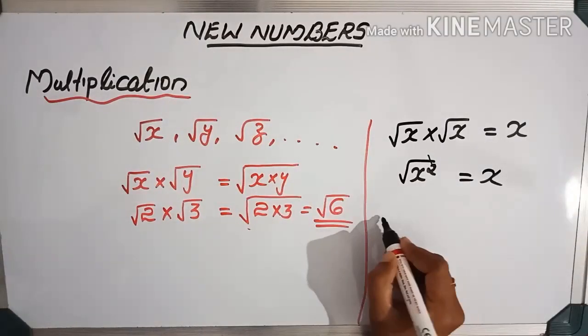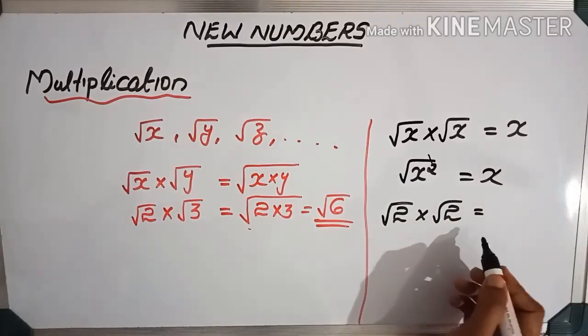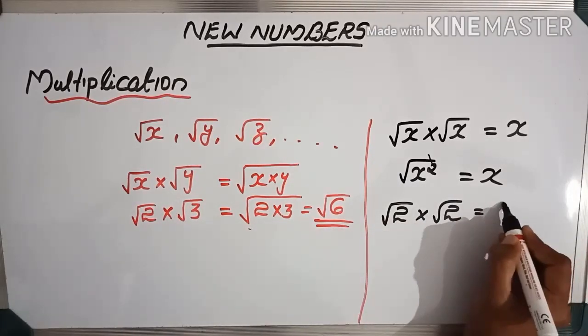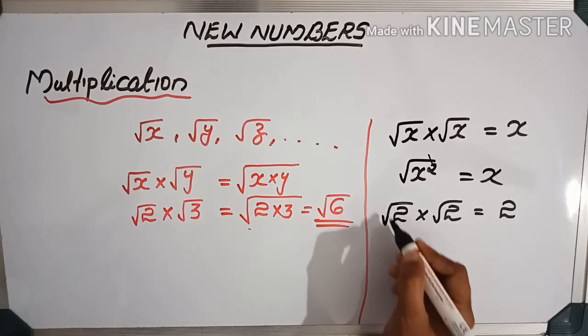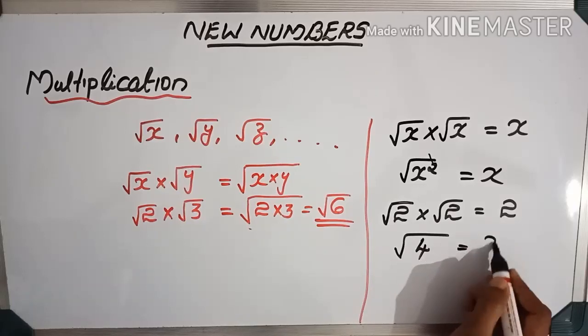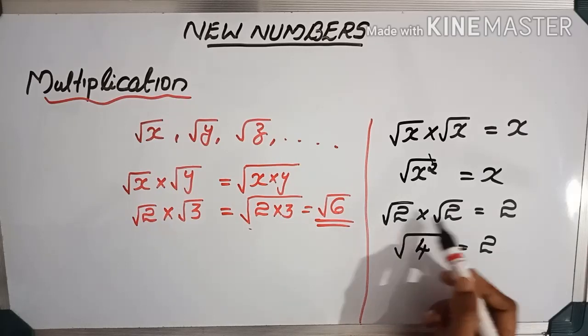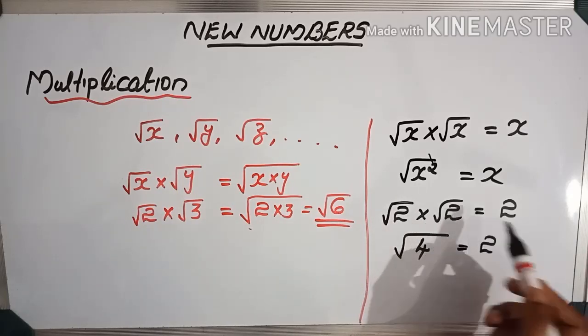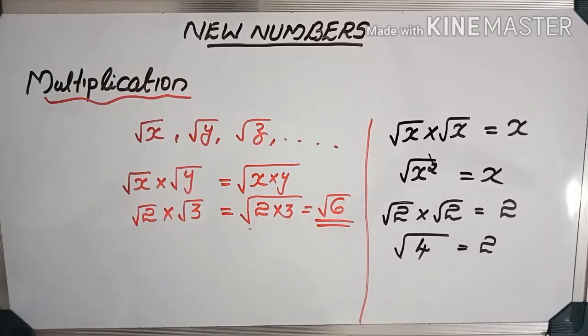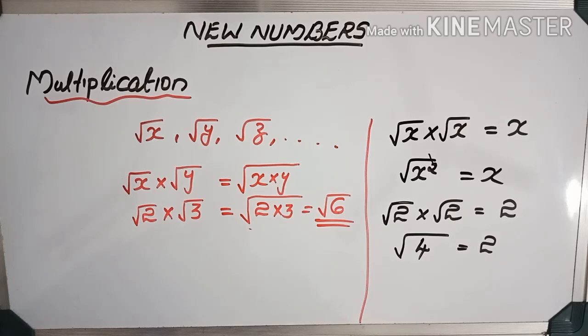For example, root 2 into root 2. The answer will be 2, because root of 2 into 2, 2 into 2 is 4, and root 4 is 2. Whatever be the number, if the irrational numbers are the same, their product will be that number itself without the root. These are the main things you have to remember when you do the multiplication of irrational numbers. Now let's move on to problems.